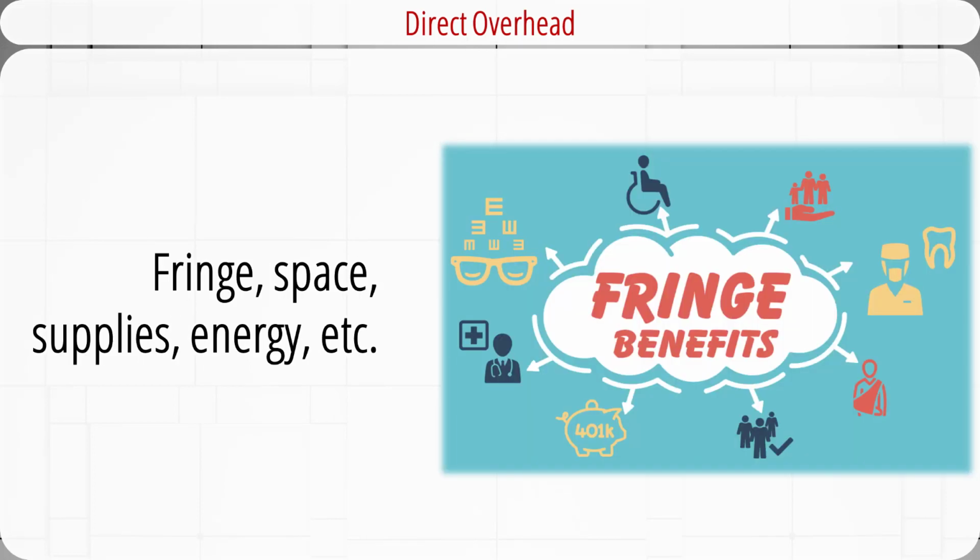The direct overhead is a cost related to resources of the organization that are being used in the project. The overhead rates are usually a ratio of the dollar value of the resources used. They include fringe benefits, space, supplies, energy, etc.